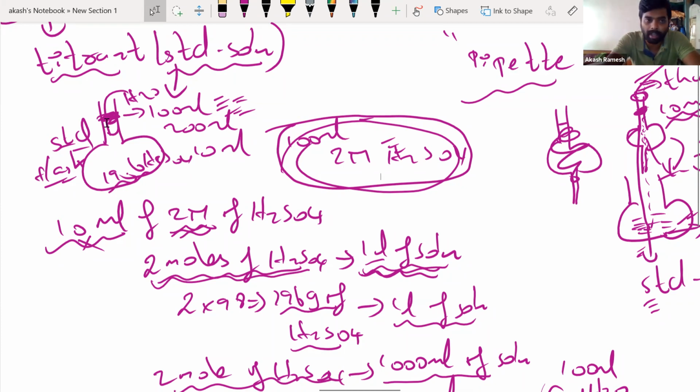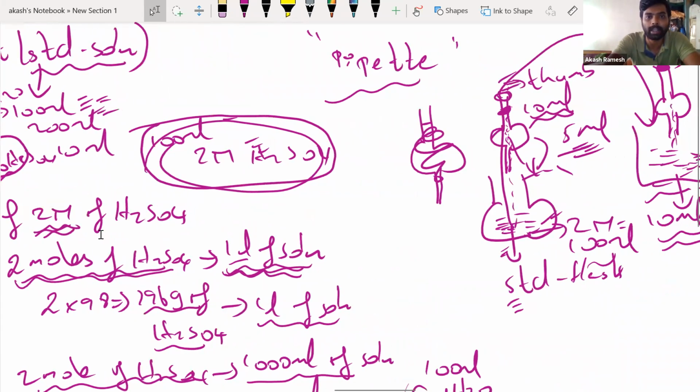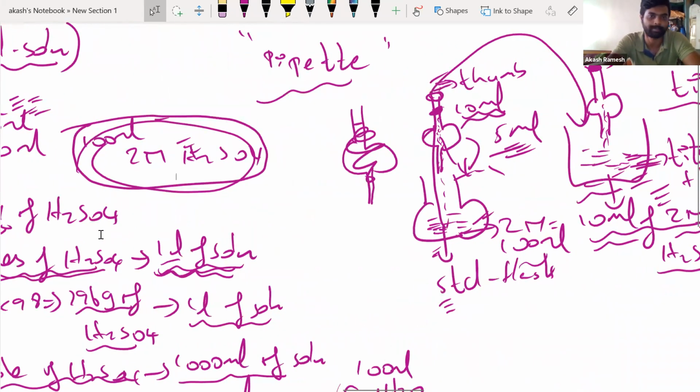So out of this 100 ml, I require, for example, only 10 ml. It's written here, 10 ml of 2M H2SO4 is required for the titration. This you will decide by yourself, how much you need. This can be anything depending on the requirement. So in our example, we took 10 ml. Out of this 100 ml, I require only 10. That's where your pipette comes into the picture.